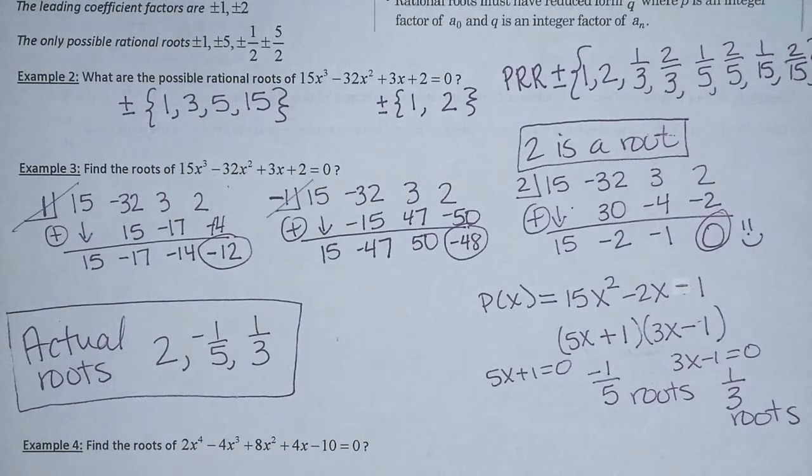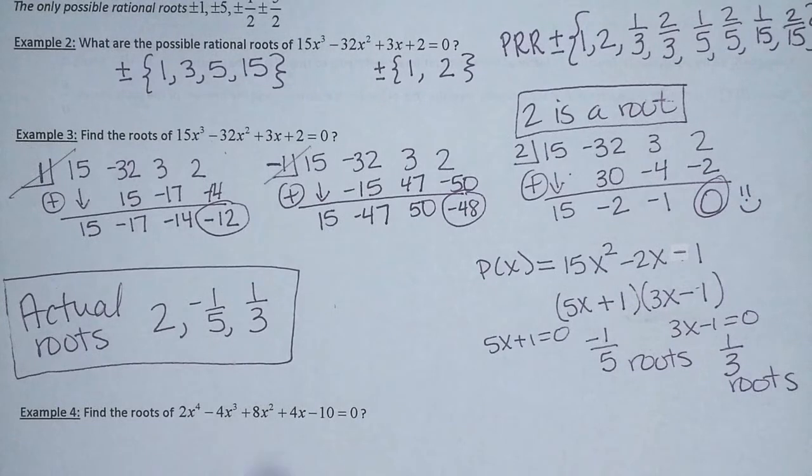And now we need to try it again on example 4. Okay, so example 4 is going to be the same thing, except it's harder because example 4 is a quartic. It has 2x to the 4th. So that means there are 4 roots. So again, in order for you to find the roots, you're going to have to start guessing and checking.